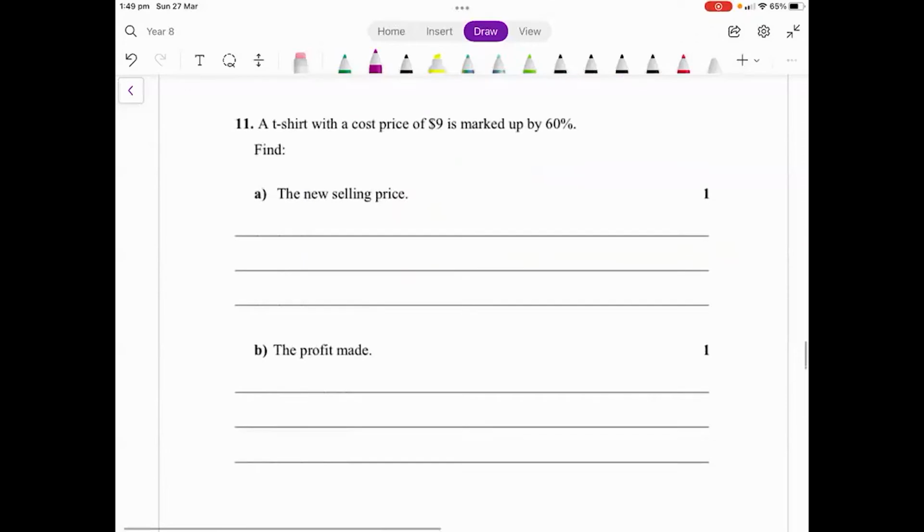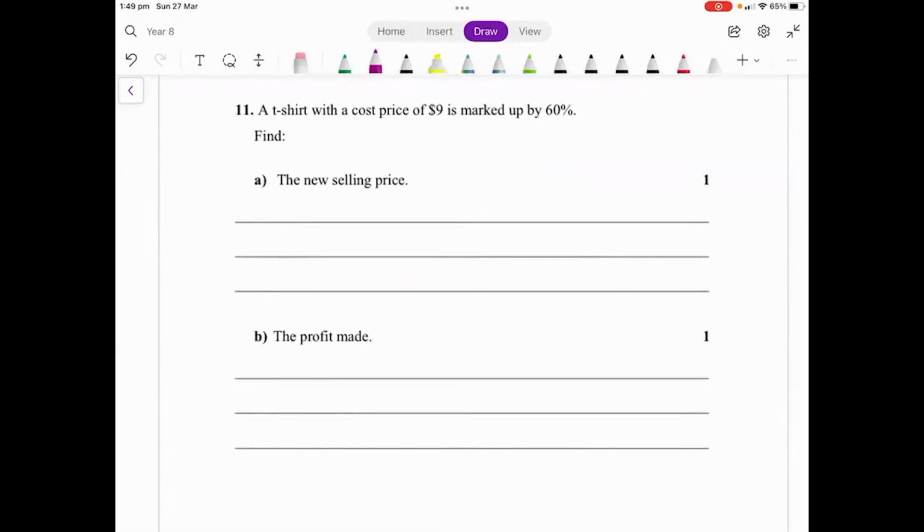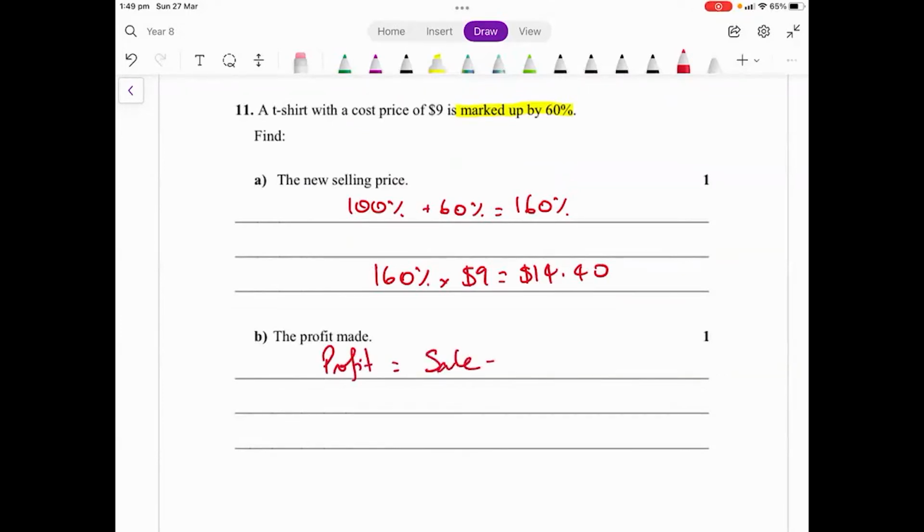Question 11 says a t-shirt with a cost price of $9 is marked up by 60%. Find the new selling price. So firstly, we need to find the percentage. So 100% is what you start with. If you've increased by 60%, you are now at 160%. So 160% times the cost price gives you $14.40. That means the new selling price is $14.40. Part B asks you to calculate the profit made. Well, profit is equal to the selling price minus the cost price. That means $14.40 minus $9, $5.40 profit was made.